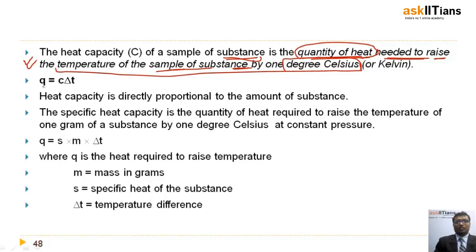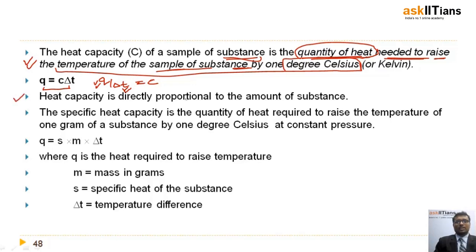So what is heat capacity now? I can write heat capacity as C = Q by delta T. C is the heat capacity, right? So what is Q? Q is the quantity of heat and delta T is the change in temperature, right?